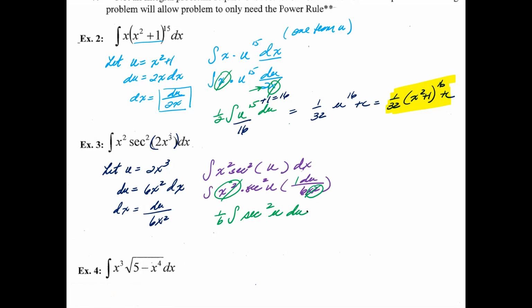And as you guys know, the integral of secant squared u is going to be tangent u. So the integral of secant squared u equals tangent u. It's one of the formulas that you would just have to memorize. And so this will be 1 over 6 tangent u plus c. Last step, replace the tangent u with the original substitution, plus c.